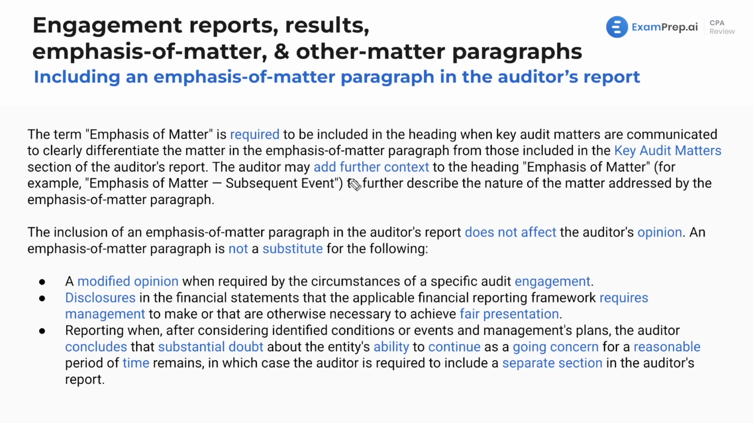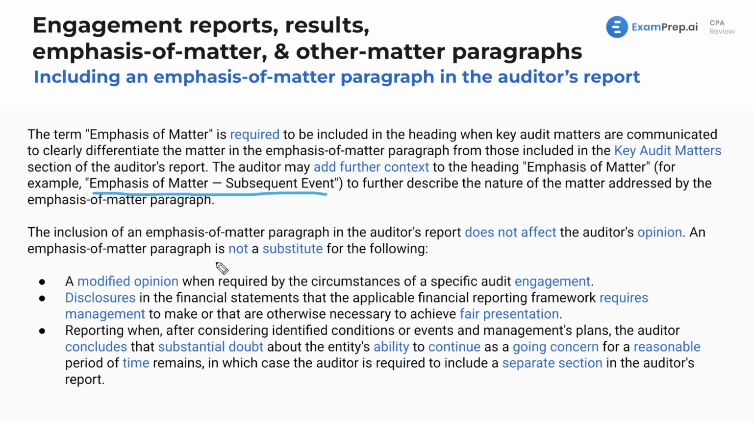The auditor may add further context to describe emphasis of matter. For example, emphasis of matter dash subsequent event, right? We want to elaborate more upon that as well. We could say this is emphasizing a change in inventory methods to further describe what's going on. The inclusion of an emphasis of matter paragraph in the auditor's report does not affect the opinion, as we mentioned before, and I just want to reiterate that. You may see questions trying to trick you up with that, so do not fall for it.